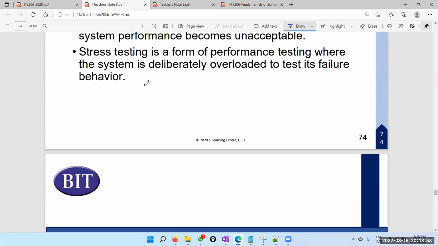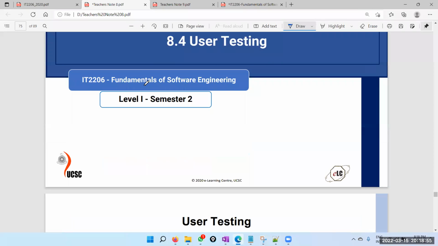Performance testing I explained. And user testing means testing, the sort of a final testing done by end users. Sometimes we can give alpha releases, beta releases. So that we can release to the customer and ask them to test it.